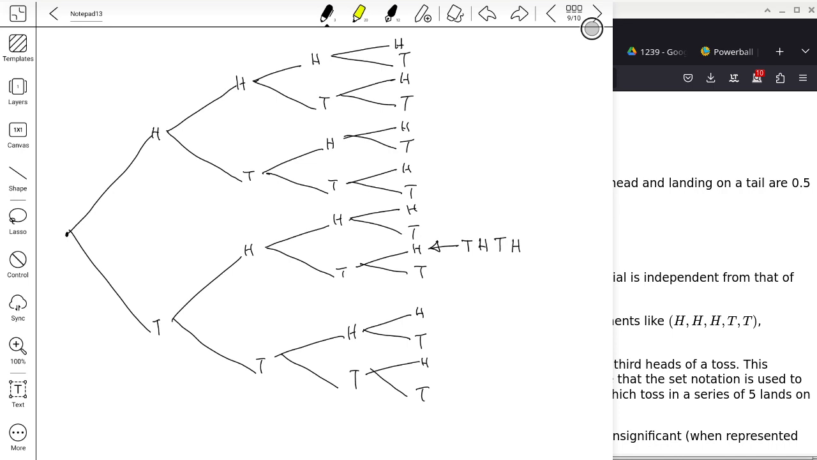Uh-oh, I just dropped my stylus. Ugh. Get it back. There we go. Okay, so I'm good again. And continuing with our discussion.